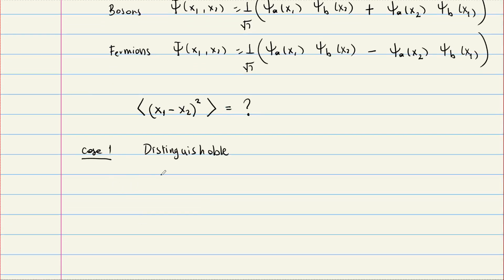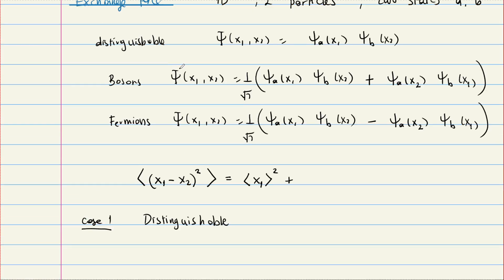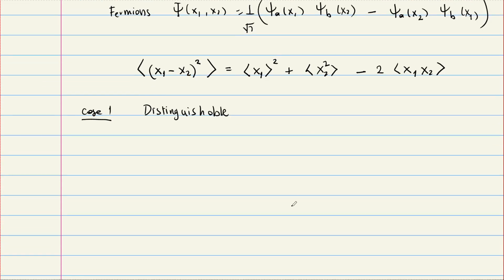So let's first start with this. This is the expectation value of x1 squared in this state, or this state, plus the expectation value of x2 squared, similarly, minus 2 times the expectation value of x1 x2. So we need to calculate this. We have plenty to calculate, but you'll see they are almost all trivial.